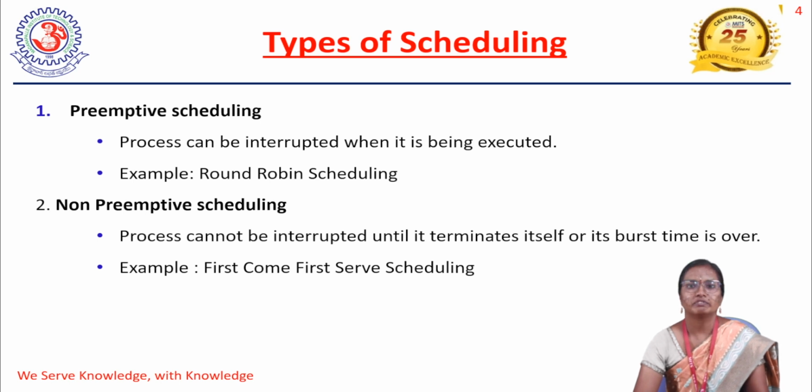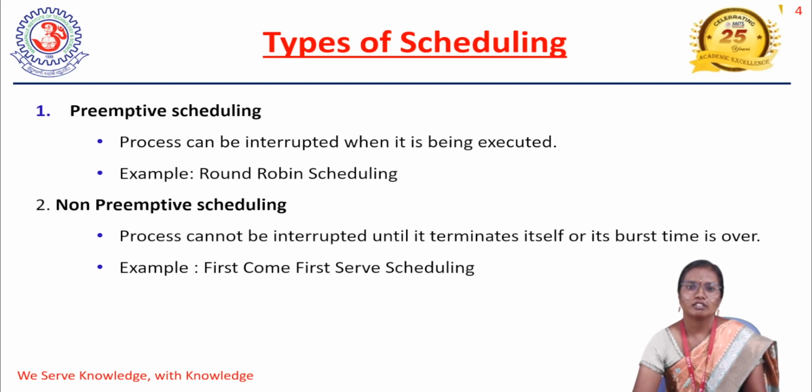Next, we will see the types of scheduling. There are two broad categories of scheduling algorithm. One is preemptive scheduling, another one is non-preemptive scheduling. In preemptive scheduling, during execution, our process is interrupted by another process which has a higher priority. The best example is the round robin scheduler.